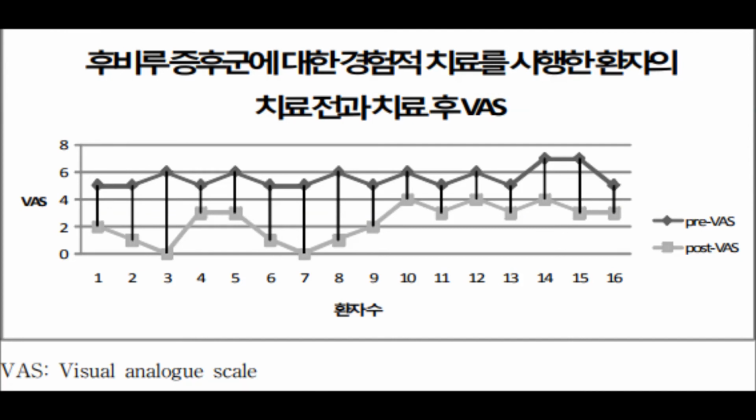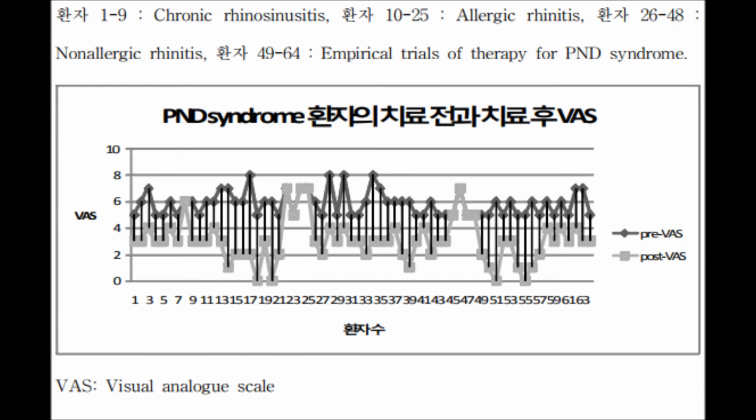There were no other symptoms or signs other than chronic cough. The mean pre-treatment VAS was 5.55. The post-treatment VAS average was 3.27, and the VAS improved in 16 patients. The mean pre-treatment VAS score of the 64 patients with PND syndrome was 5.84, and 3.08 after treatment.